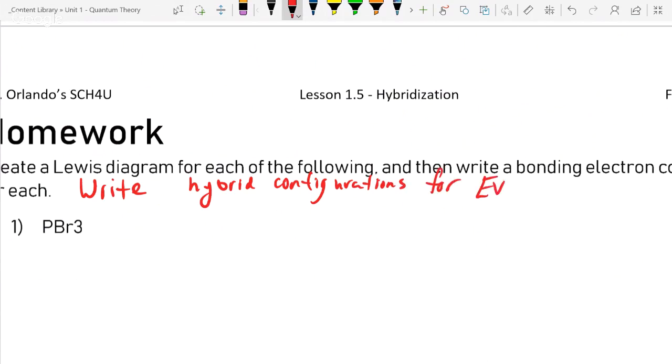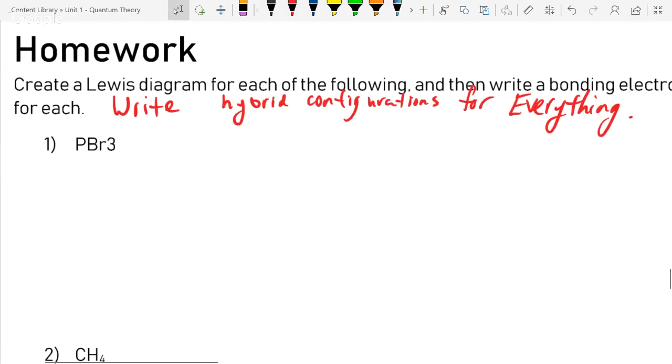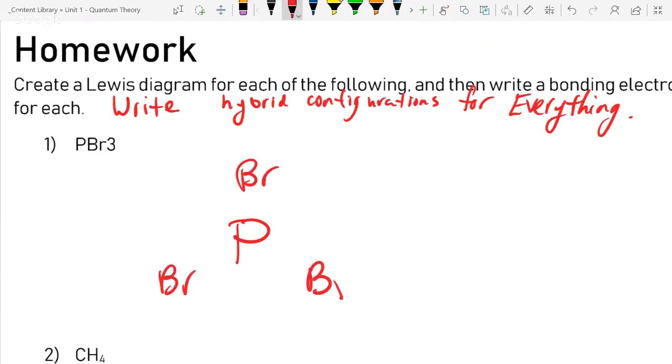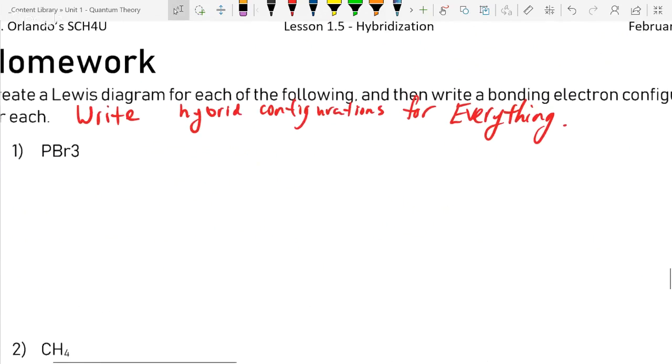For everything. So when you do a Lewis structure here, you've got P and Br and Br and Br. I want you to draw what will be true for the P and what will be true for the Br. Now in this case, all three Brs are identical, so you just have to write one of them. Does that make sense? But if you get to something like NO2, are those oxygens the same? No. So you're going to have to write an electron configuration for the first oxygen, and you're going to have to write an electron configuration for the second oxygen.